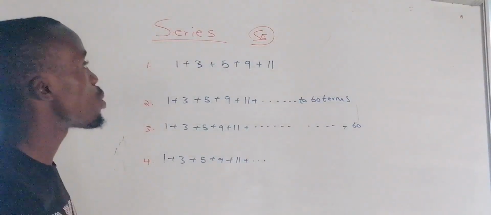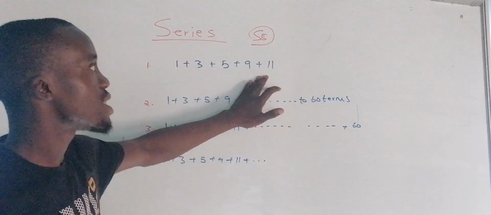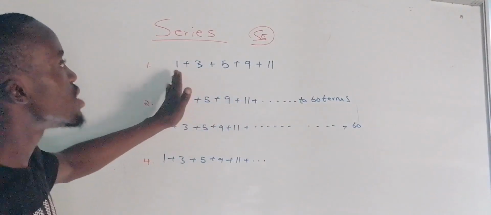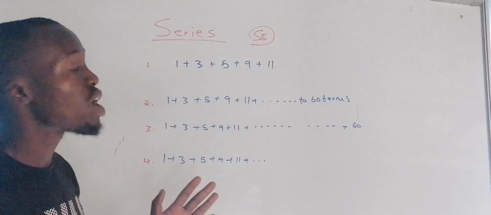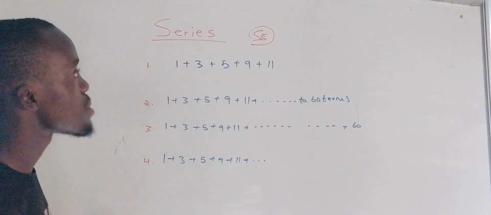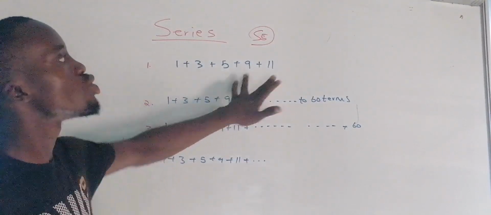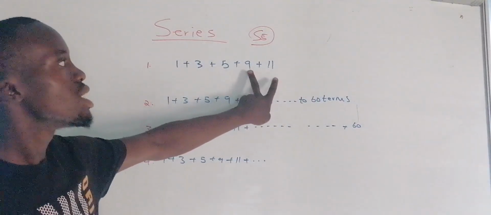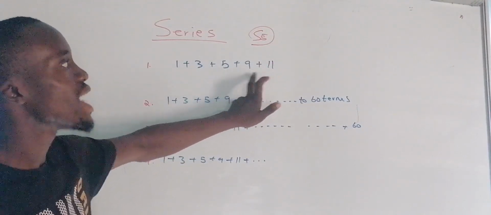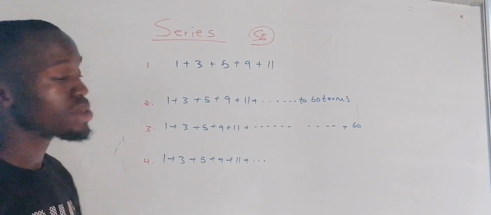So in this topic, they can give you a series like this, then ask you to calculate the sum of the first 3 terms. It means that you're going to add 1, 3, and 5, then that will be your answer. Or they can say calculate the sum of the last 2 terms. The word sum means add or addition. You have to add 9 plus 11 if they ask you to calculate the sum of the last 2 terms.